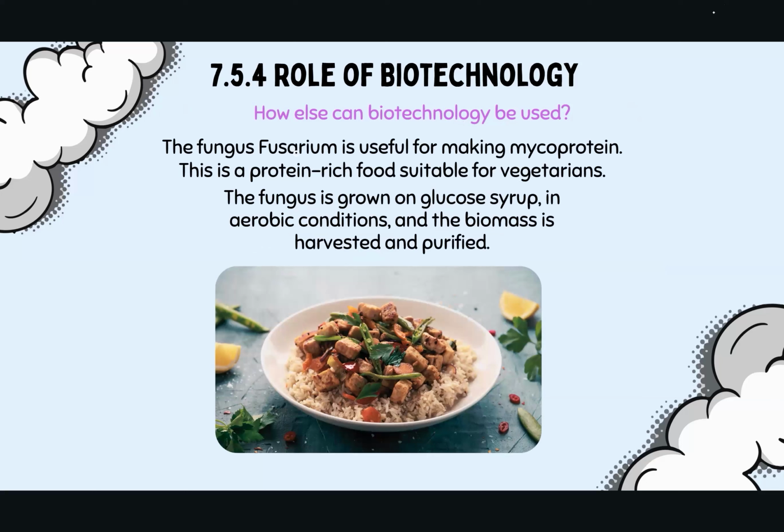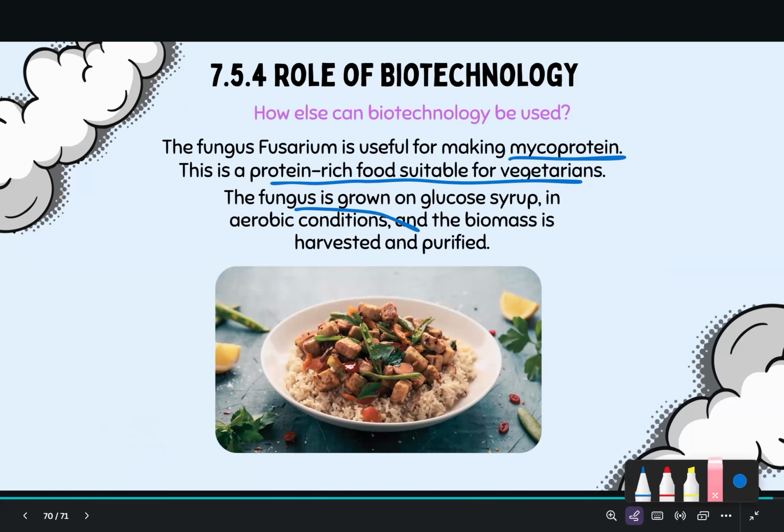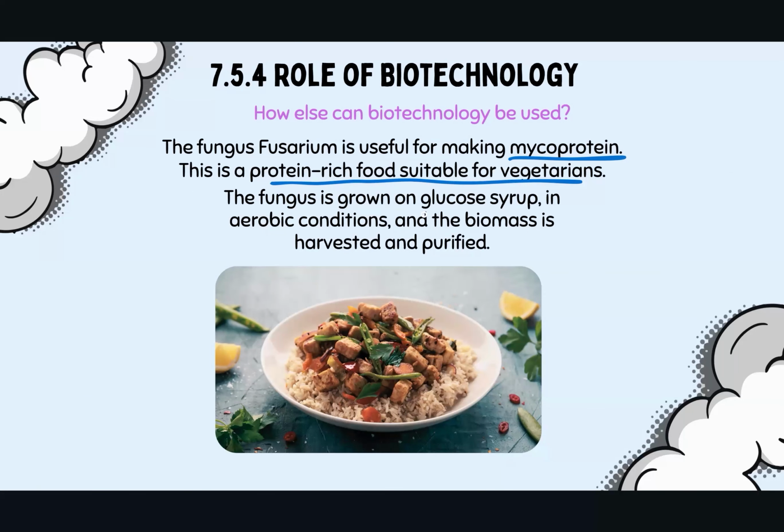Things like the fungus Fusarium is used for making mycoprotein. So this is a protein-rich food suitable for vegetarians. The fungus is grown on glucose syrup in aerobic conditions. Now, when we say it's grown on glucose syrup, that means it's provided with glucose. Aerobic conditions provide it with plenty of oxygen, so it can do lots of respiration and grow quite a lot. And the biomass is then harvested and purified.